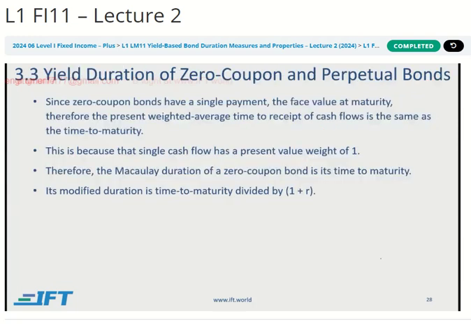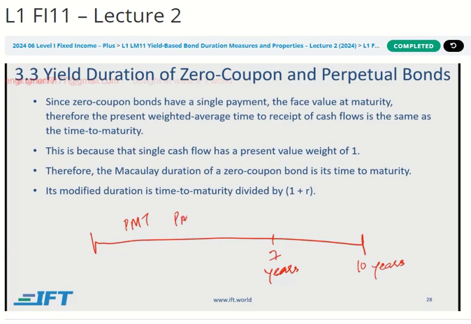Right, now for zero coupon bonds, if you talk about the Macaulay duration, we had in the previous learning module talked about a Macaulay duration of 7 years for a bond which had a maturity of 10 years. But why was it 7 years? Because there were payments coming in throughout the life of the bond, right? So that's why you were getting part of your cash back early.